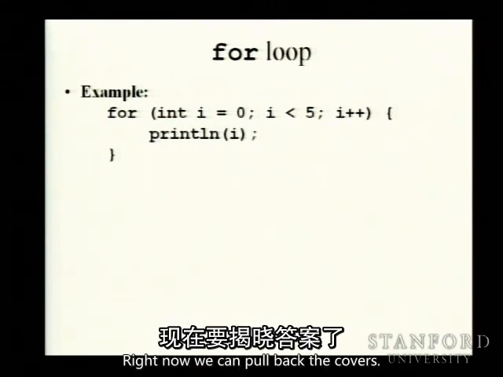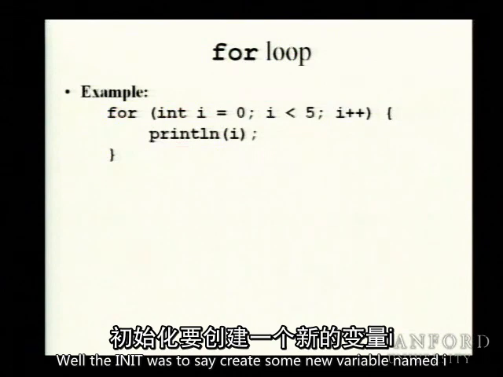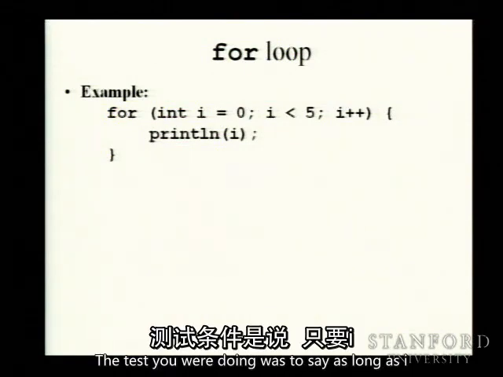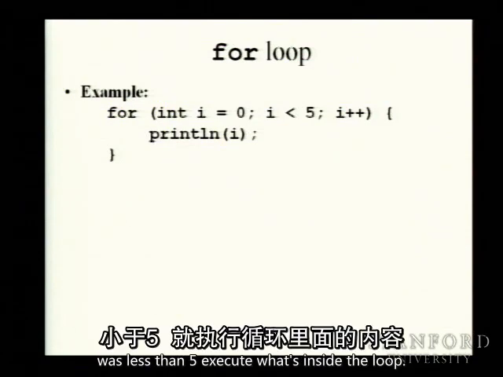Yeah, hopefully. So what was this really doing? Right now we can pull back the covers. Well, the init was to say, create some new variable named i and set its initial value to be 0. The test you were doing was to say, as long as i is less than 5, execute what's inside the loop.